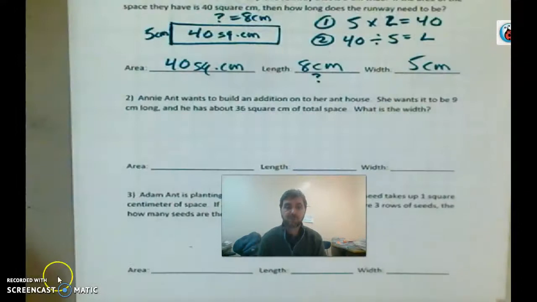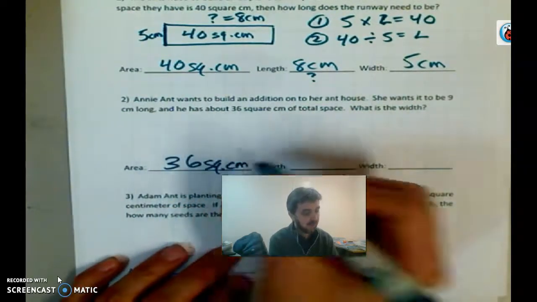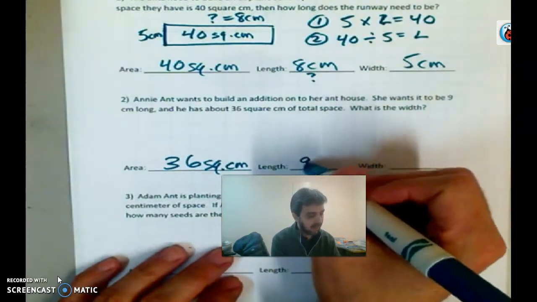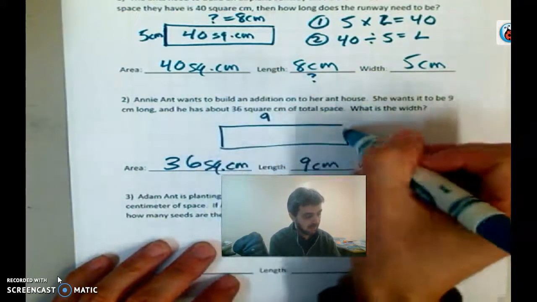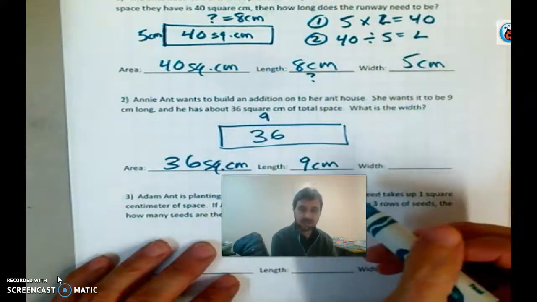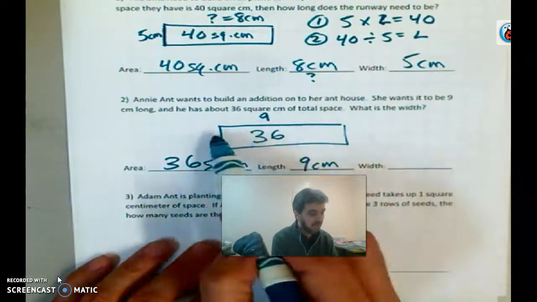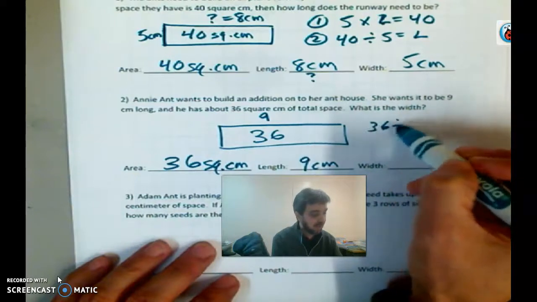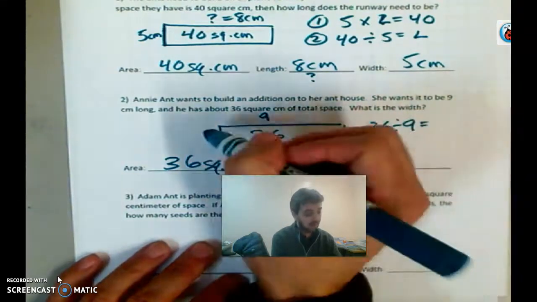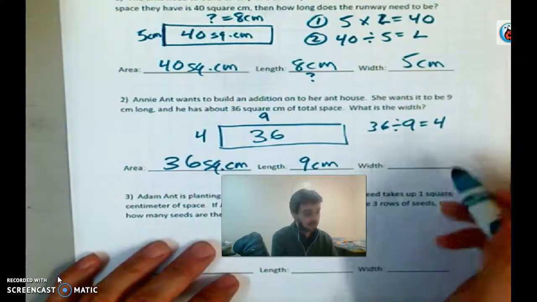All right, so how'd you do? If you haven't done it yet, please do it now. Stop the video. But I'm thinking that we know the area is 36, right? And we know that the length is 9. So we know that this is 9. We know the total is 36. So if we think of this as 36 broken up into how many equal rows of 9, I'm thinking, okay, 36 divided by 9, I know that's 4 because I know that 9 times 4 is 36.